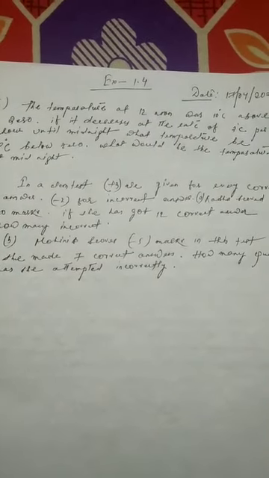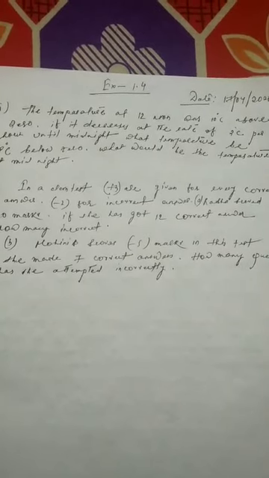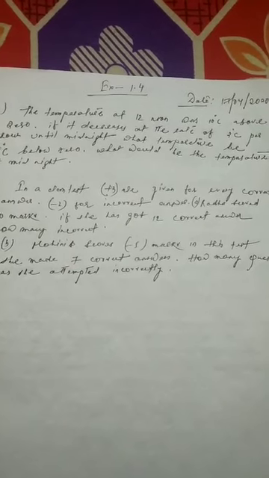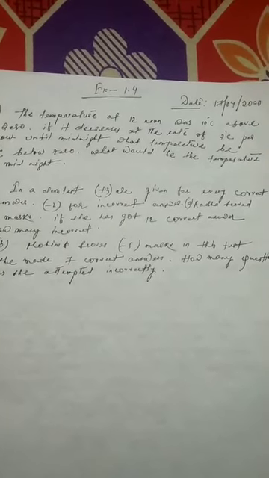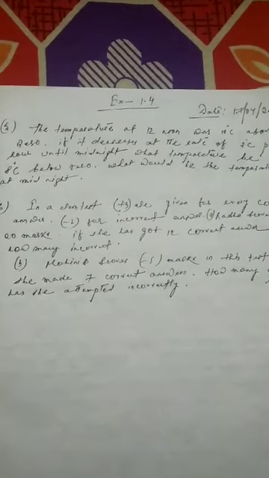Question number 5 of exercise 1.4 is about the temperature at 12 noon, which was 10 degrees Celsius above 0. Temperature at 12 noon was 10 degrees Celsius above 0, which means it's plus 10 degrees Celsius, positive 10. If it decreases at the rate of 2 degrees Celsius per hour until midnight, what would be the temperature at midnight? And when will the temperature be 8 degrees Celsius below 0?